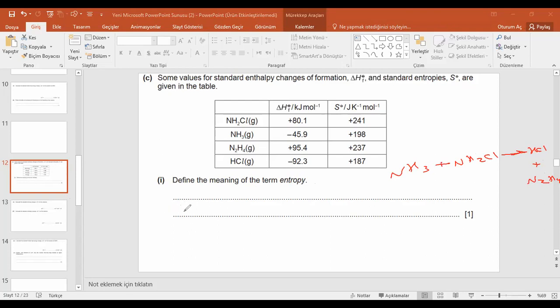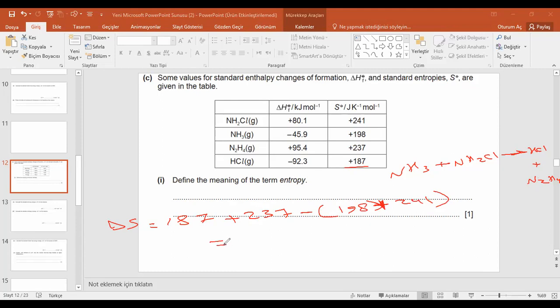Then we say the S of the products minus S of the reactants. So delta S will be, in the products, guys, we have HCl, which is 187, plus N2H4, which is 237, minus the reactants. The reactants are NH3, ammonia, which is 198, plus NH2Cl, which is 241.